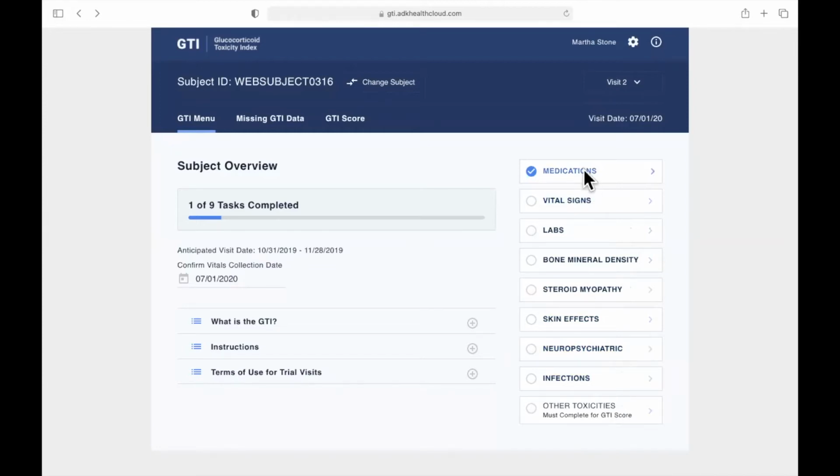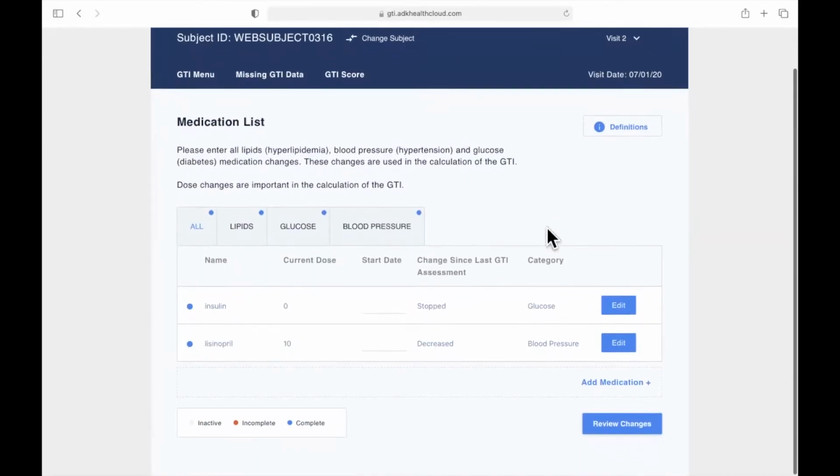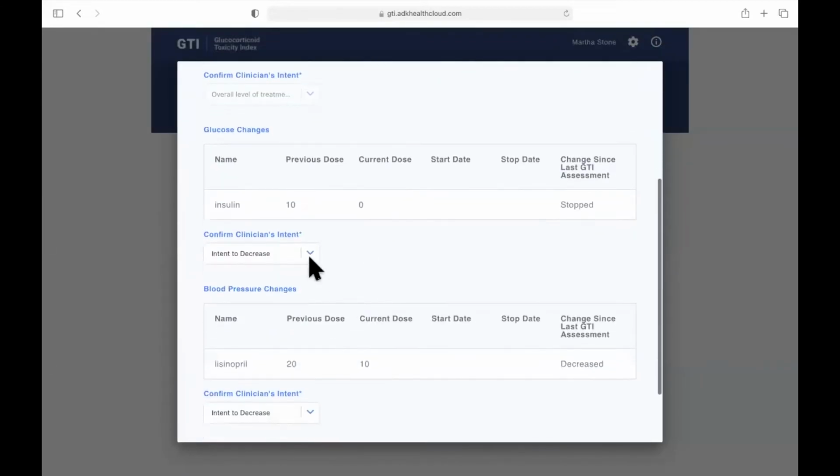So the first thing that happens is the coordinator will update the patient's medications. The patient's baseline medications were already entered. The patient was on insulin. You can see over on the lower left at baseline. Now, at the first follow-up visit, the patient is off insulin. His glucose metabolism has improved. In addition, his lisinopril, 20 milligrams at baseline, is now 10. So he has had improvements in both of his medications to treat glucose metabolism and to treat blood pressure. And now we confirm that the intention was to decrease both of those.